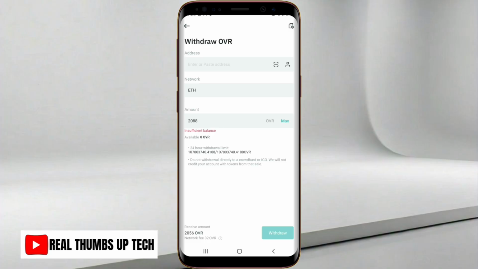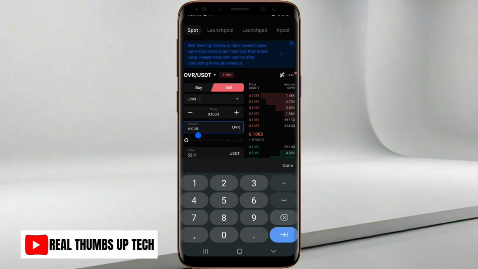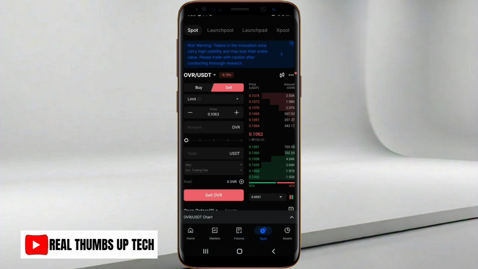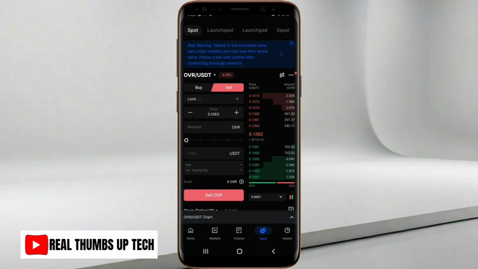2088. So when we remove their charges, we'll be getting around 2058 OVR coin. So let's go back to Mexc. Let me assume we've bought that 2088 OVR coins and we've sent it here on Mexc. So now we want to sell and we are using the sell section. We want to sell OVR coins back to USDT. We are using limit order and this rate.